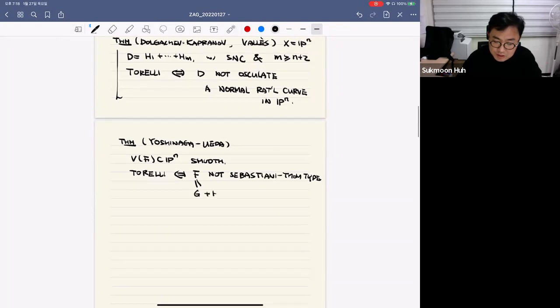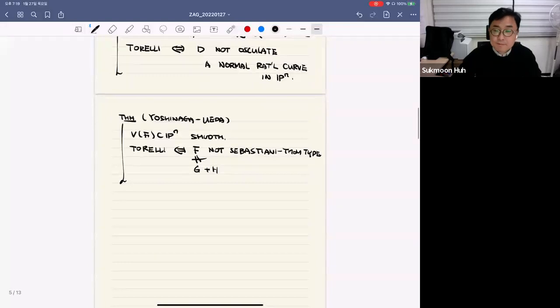as G plus H, where G is expressed in terms of a certain collection of variables, and H is expressed in terms of the other variables. So if you cannot separate these variables, then we say that F is not of Sebastiani form type. And that happens if and only if we have Torelli for the corresponding logarithmic bundle. Okay.